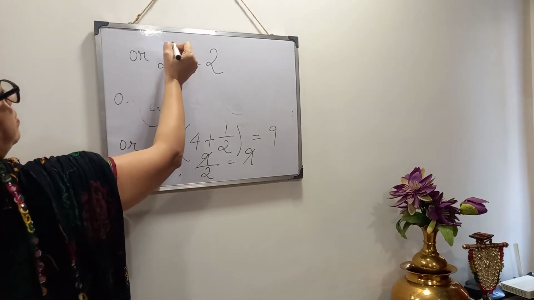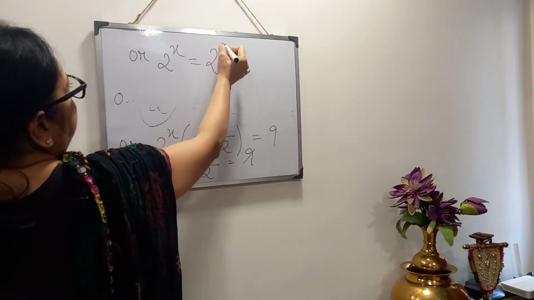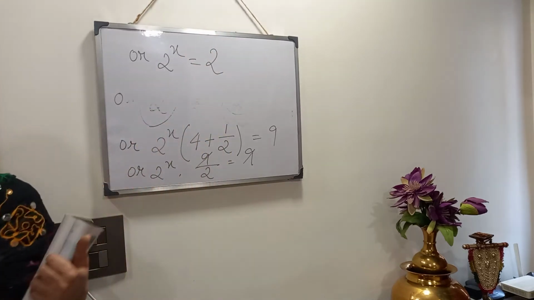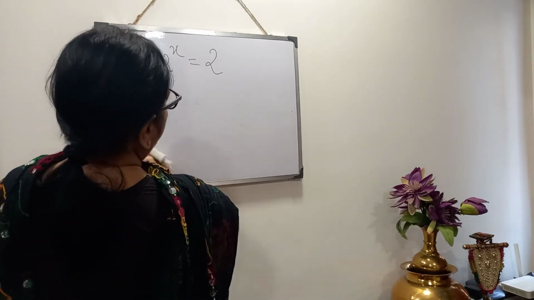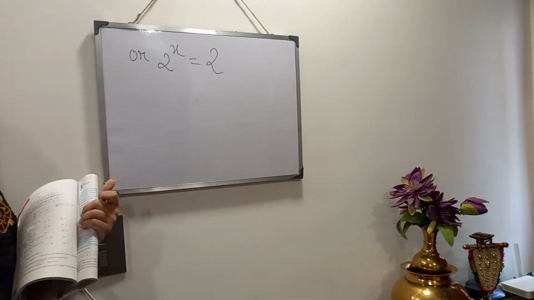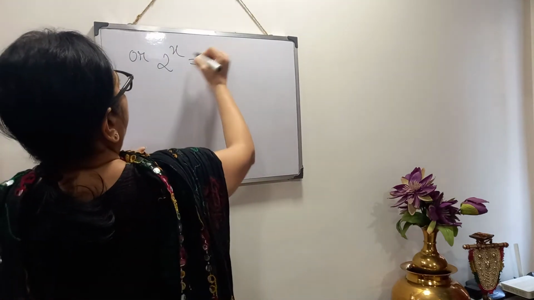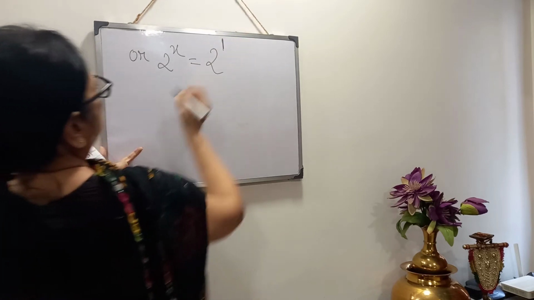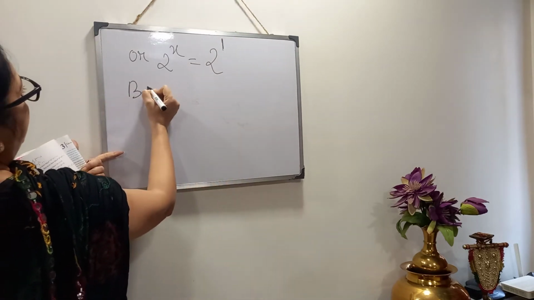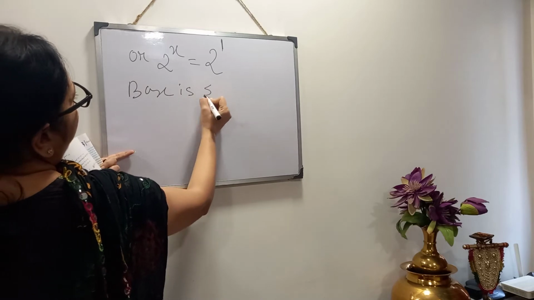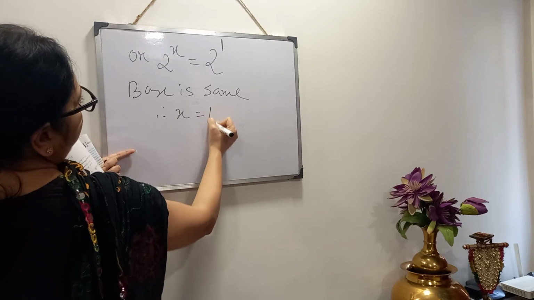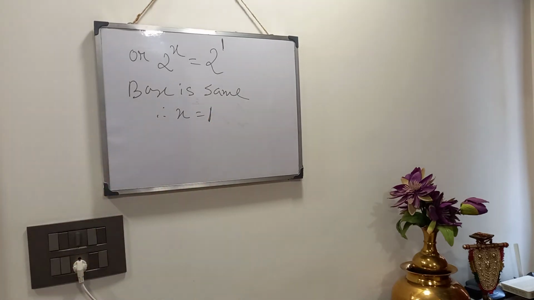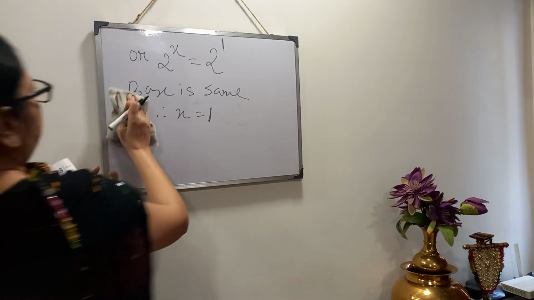Now this side power is x. This is 2. Nothing is there means 1 is there. We will not write down that one. Clear? Now it is the base from both sides. Base is same, 2. For the beginners we can write 1 here. Base same, so we can write x equals 1. This is the next solution. Then next one.